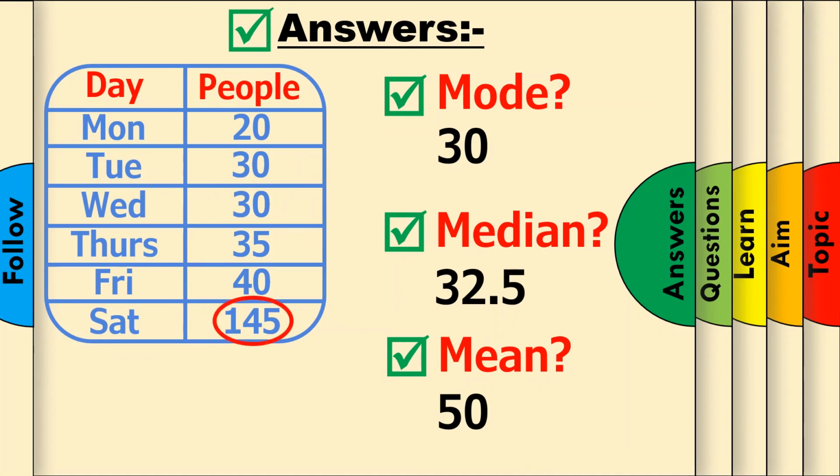Let's see which average is best. 145 people on Saturday is an extreme value that doesn't correspond with the other data values, so we can say that the mean is not the best average to use here, because it includes a possible incorrect value. The median is 32.5 people. Just by looking at this result, we know it isn't the best average to use, because it doesn't make sense to have half a person. As a result, we can say that the mode is the best average to use here, because it gives the best representation.